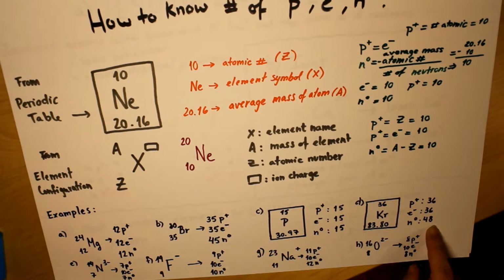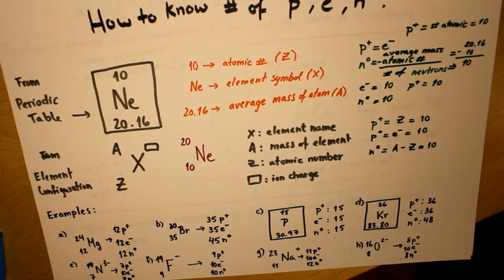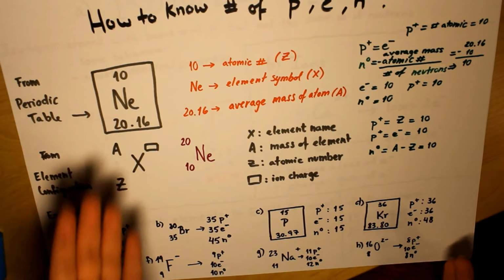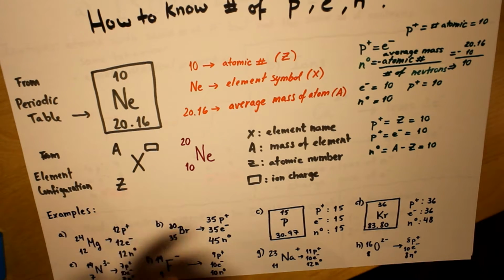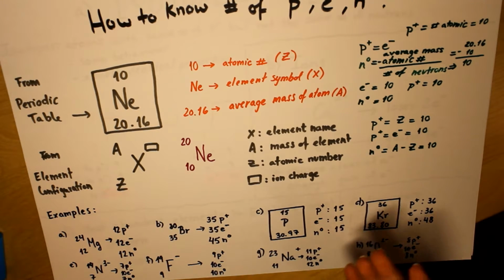Now let's try it with ions. With ions it's different, because ions usually don't have the same number of electrons as they should have, because they're ions. They gave their electrons, or they took electrons from another element, which I'm going to explain in another video.